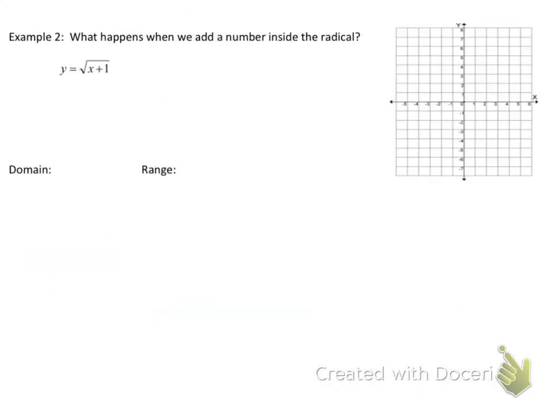Now let's go ahead and take a look at what happens when we add a number inside the radical. Again, we can make a t-chart. And again, let's see if we can plug in a negative number. And if we plug in negative 1, plus 1 gives us 0, so the square root of that will be 0. The next perfect square number after 0 would be 1. So what can we plug in for x? So we're taking the square root of 1.